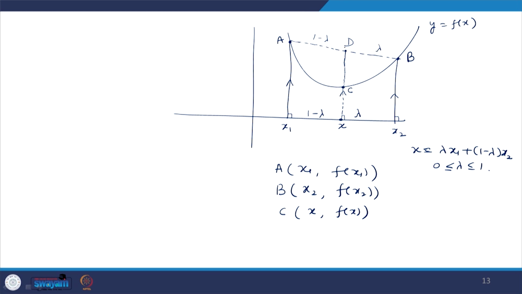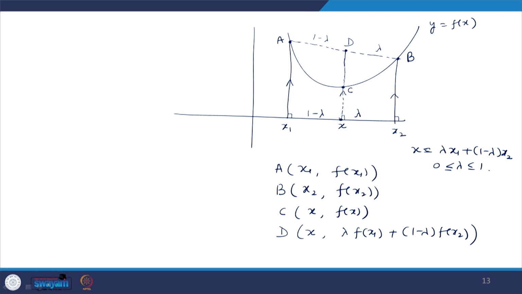So, what will be the coordinates of point D then? The coordinate of point D will be x, x will remain x, and the y-coordinate of this point D will be given by, because you know point A, you know point B, by the section formula you can easily find point D. So, that will be lambda f(x1) plus (1 minus lambda) f(x2). So, that will be point D.